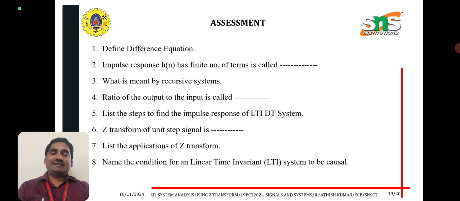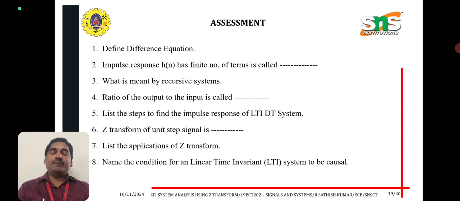Now we can see the assessment. Define difference equation. The difference equation can be defined as y of n is equal to summation k is equal to minus infinity to plus infinity x of k into h of n minus k. If the impulse response h of n has a finite number of terms, it is called an FIR system, finite impulse response system. What is meant by a recursive system? The output y of n depends upon present and past input as well as past output. The ratio of the output to the input is called the system transfer function.